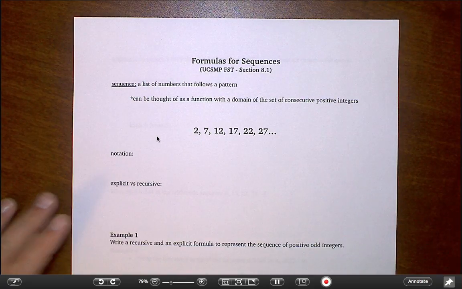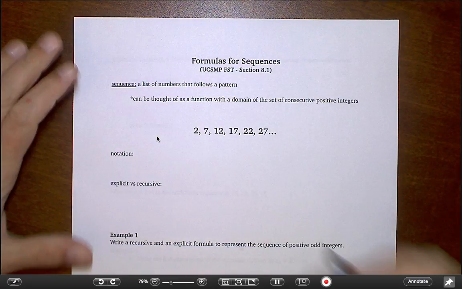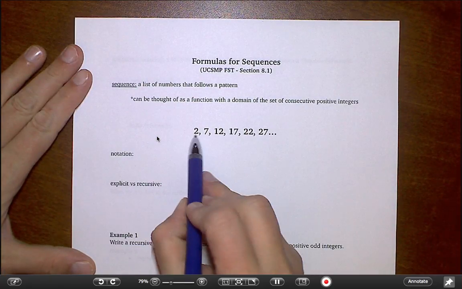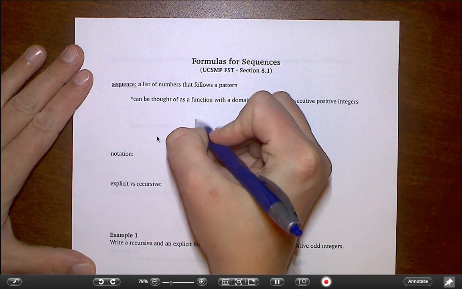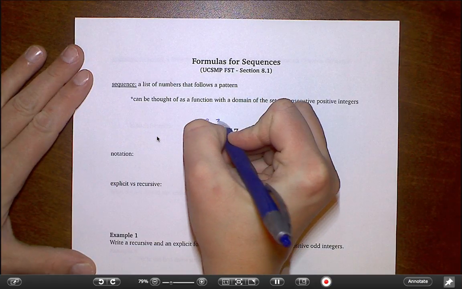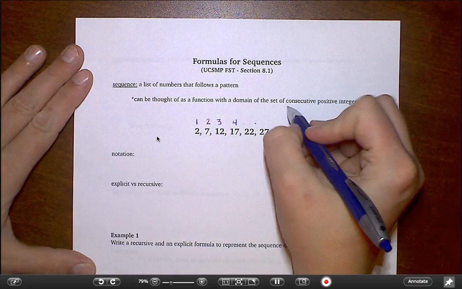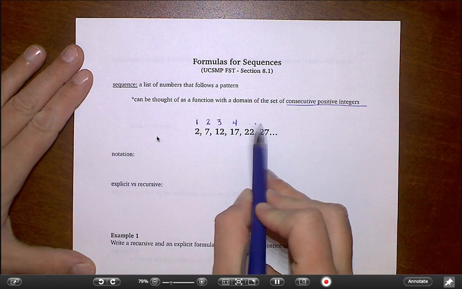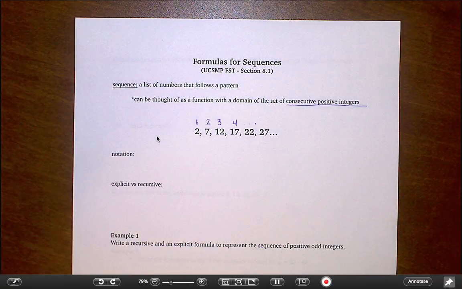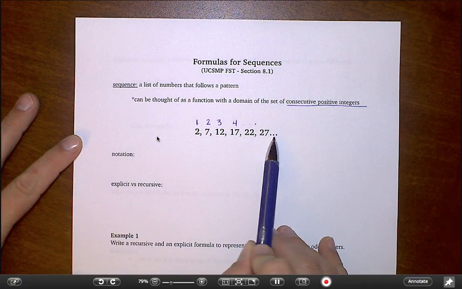And that might not sound like it makes sense at first, but remember that with a sequence, we can call this term 1, this term 2, this term 3, this term 4, and so on. Okay, and so that's what this is talking about. Consecutive positive integers, that would be this, 1, 2, 3, 4. And so the term number really is what the domain is made up of, where the range would be the actual sequence or the actual terms.